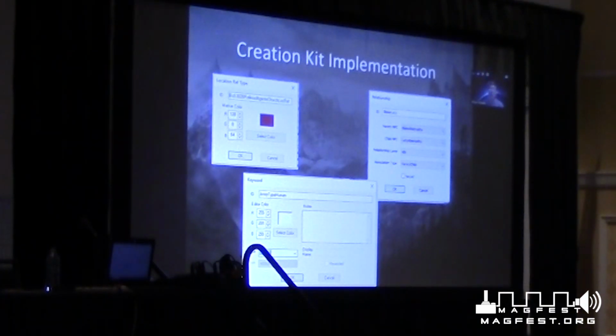And here are a few other of the Creation Kit implementation objects. Location ref types turned out to be very simple. You just needed an ID, and we could attach something to it to say, this type of location is for railroad agents in this particular case. Keywords were also highly generic. So every actor had a type. They'd be a type by their race, they'd be a type by their voice type, they'd be a type by the job that they potentially could carry. And so an actor would have multiple keywords to help us understand what kind of an actor it was.